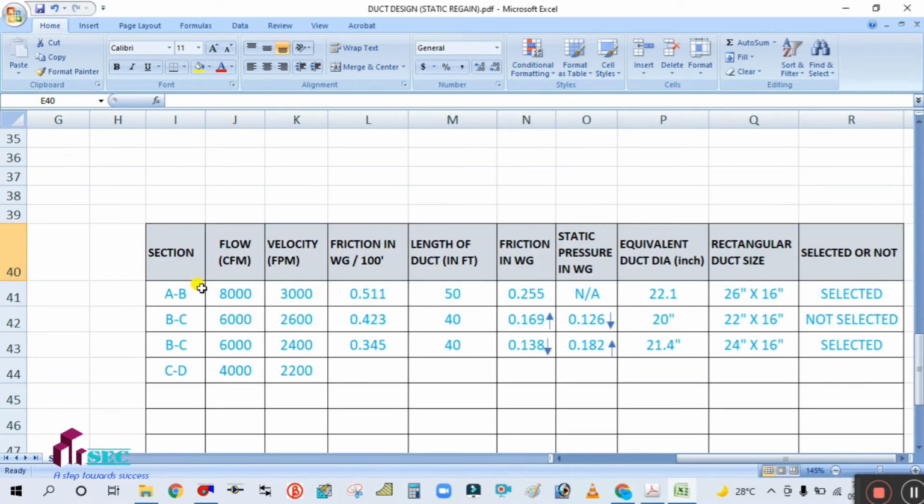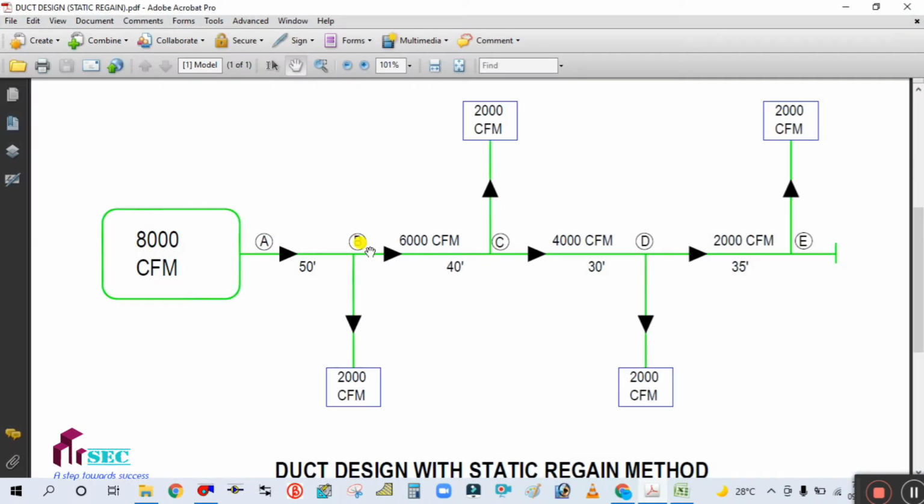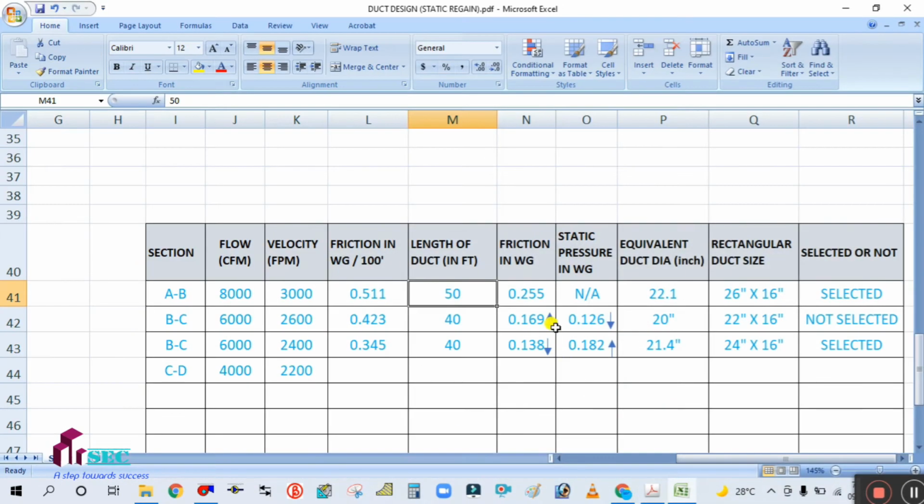You can see at section A to B the flow is 8000 and the velocity is 3000. So we get 0.15 friction loss, and the duct length is 50 feet. The friction loss is 0.255 for 50 feet of duct length; for 100 feet it is 0.5. Static pressure is not applicable here. The equivalent duct diameter and duct size come from the duct sizer, and are selected.